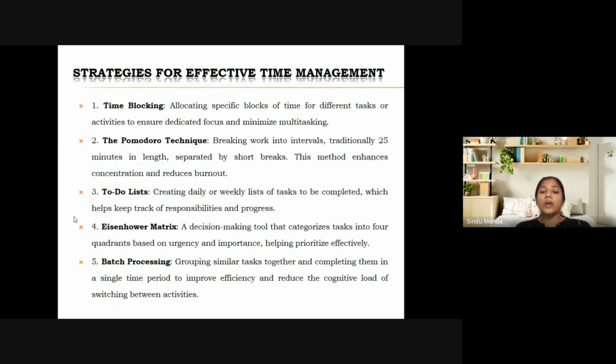Next, the Eisenhower matrix, which we already discussed. It is based on 4 quadrants: what is prioritized, what is non-prioritized, what is urgent, what is non-urgent. Based on the 4 quadrants, you need to give your time limit.